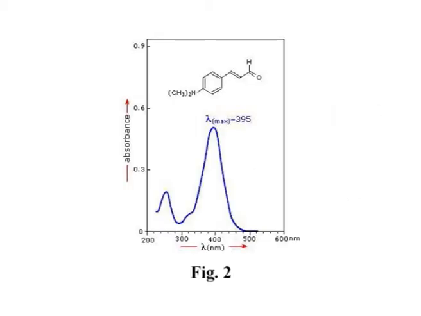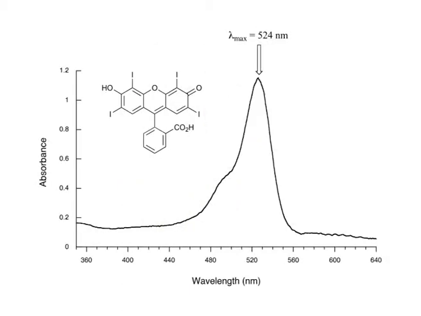A UV visible spectrometer records the degree of absorption by a sample as a function of wavelength lambda of light absorbed, and the resulting plot between absorbance versus wavelength lambda is known as the UV visible spectrum. A typical UV visible spectrum is shown here in figure 2. The significant features of UV visible absorption spectra are lambda max, at which the maximum absorption occurs, that is, the intensity of absorption is maximum.